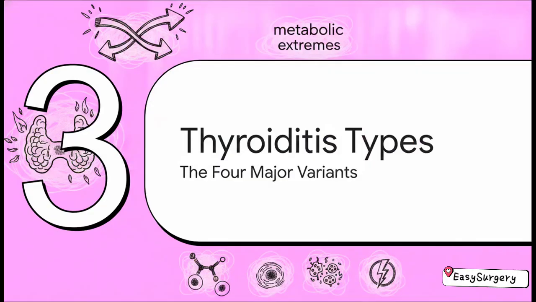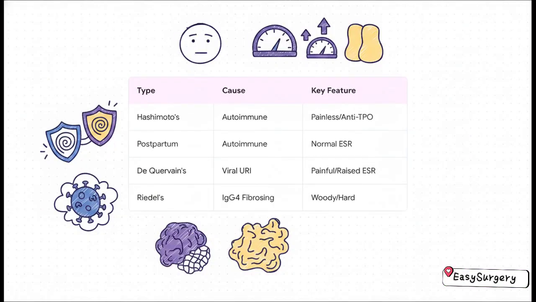Section 3, the 4 types of thyroiditis. Speaking of Hashimoto's, let's look at the inflammatory conditions that actually trigger these metabolic extremes. Consider this table your ultimate cheat sheet. It maps out the precise clinical differentiators across the 4 major types of thyroiditis.